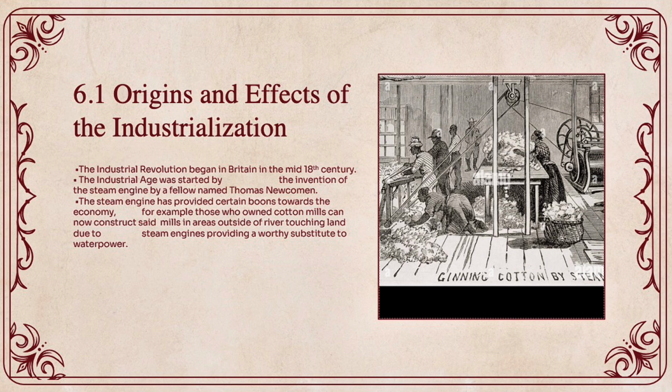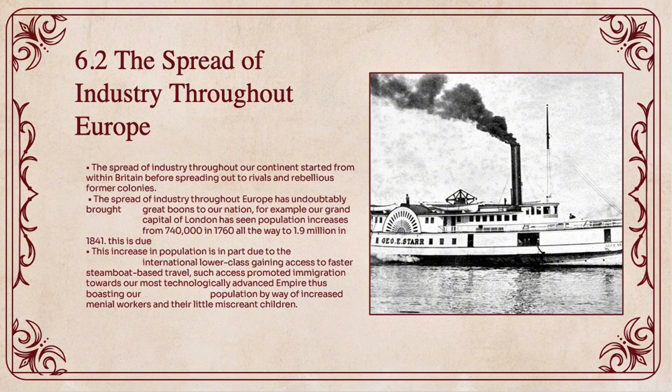The Industrial Age was started due to the invention of the steam engine by a fellow named Thomas Newcomen. The steam engine provided a good deal of boons towards the economy of England in the era of the 1800s. For example, those who owned cotton mills could now expand production by building cotton mills in areas not necessarily touching the river due to the new source of power. Additionally, steam engines brought in a new age of transportation, and the spread of industry throughout Europe brought great boons to the nation of England.